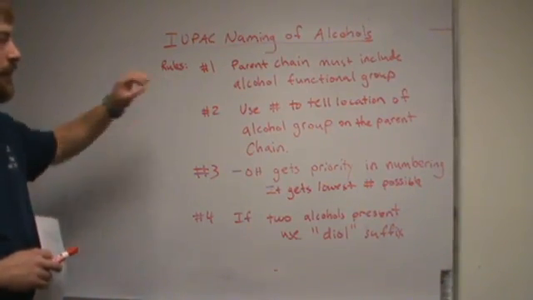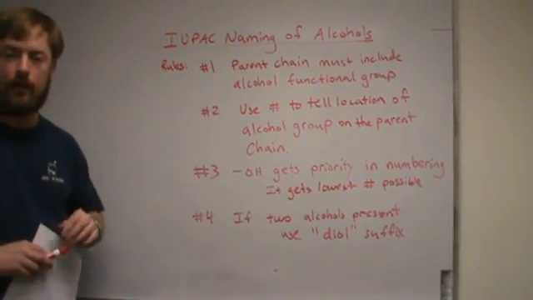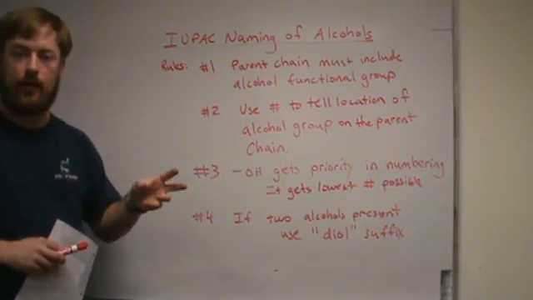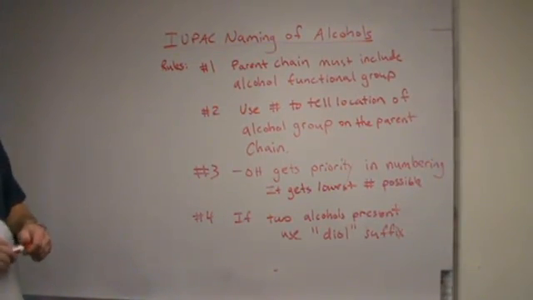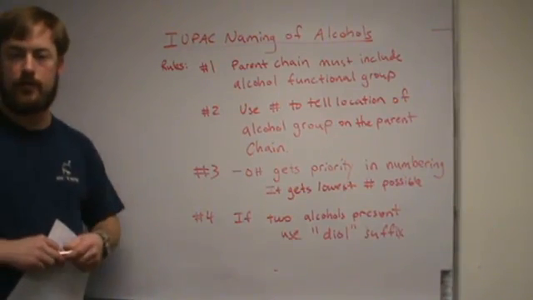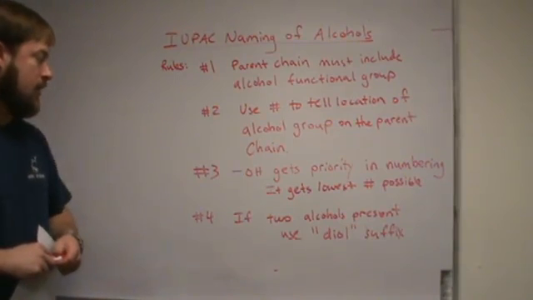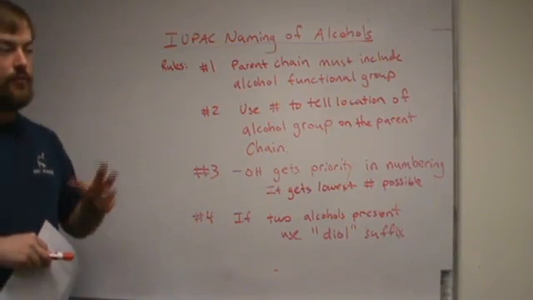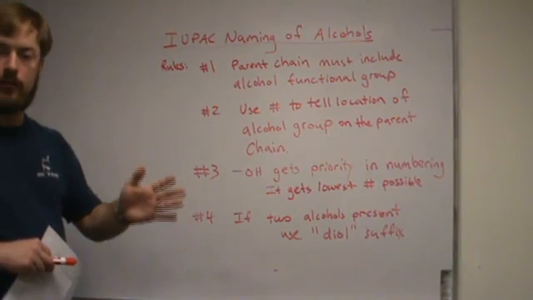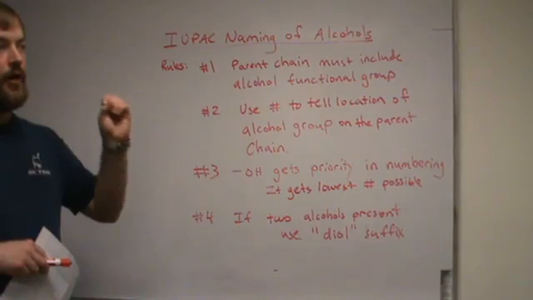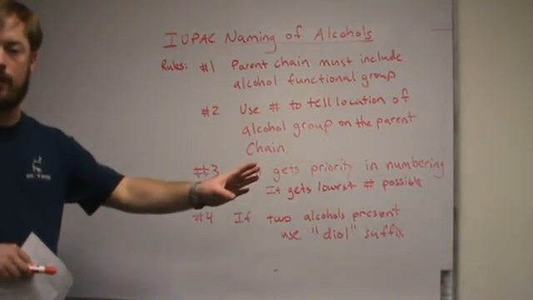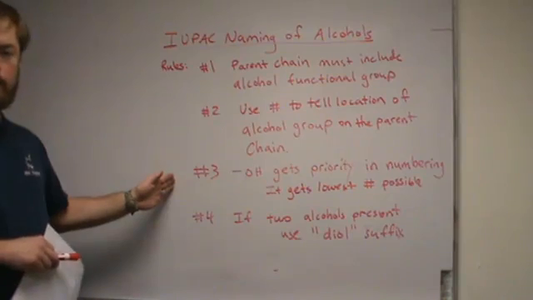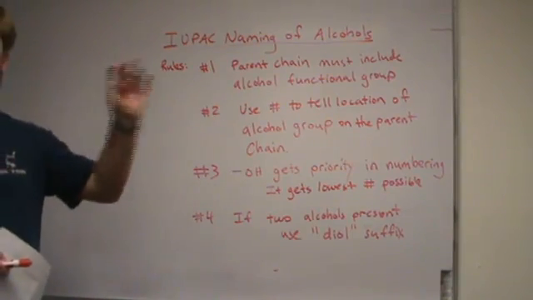So rule number 1, your parent chain must include the alcohol functional group. When you're determining the longest chain, it's got to have the alcohol group there as well, or it can't be our parent chain. Number 2, we're going to use a number to tell the location of the alcohol group on that parent chain. Number 3, the alcohol gets priority in numbering. So you number your parent chain so that the alcohol gets the lowest number possible. I don't care if on the other side you can number and a methyl substituent gets number 1 or whatever. You number so that the alcohol gets priority. It doesn't matter where the other groups are.